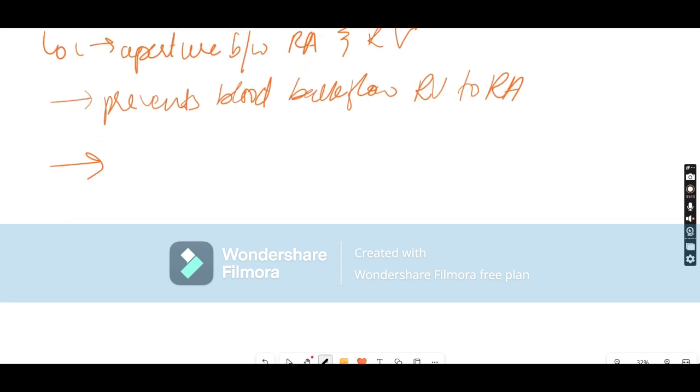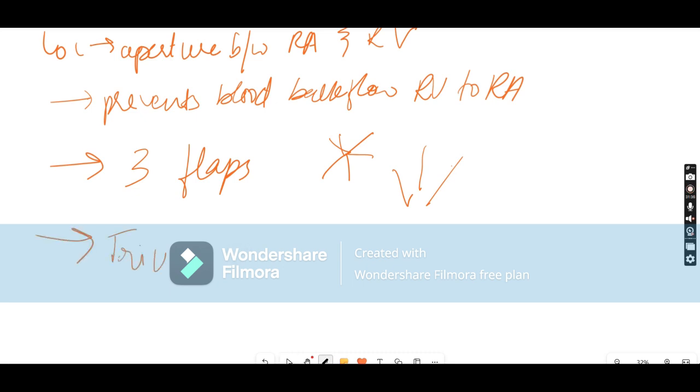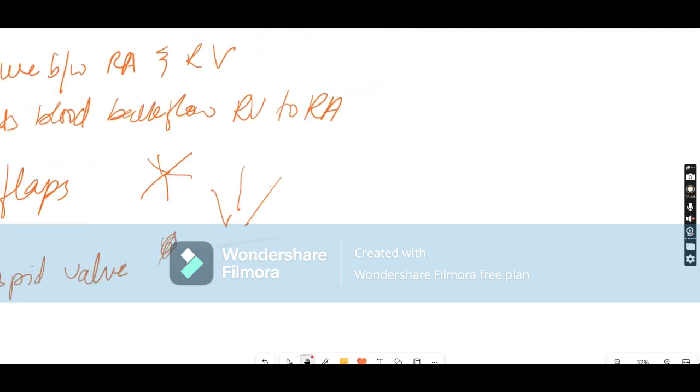And this valve has three flaps in it. So it is somewhat like this shape, faced downwards, but it has three flaps, not two. That is why it is also known as the tricuspid valve. Now I'm talking about the left atrioventricular valve. These valves also have the same function, and the location is the aperture between the left atrium and left ventricle.